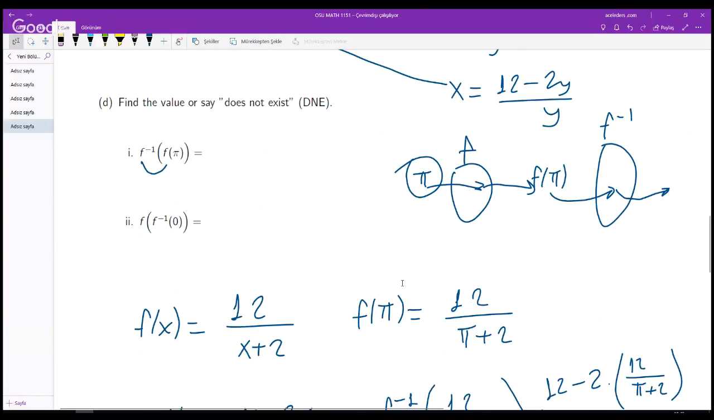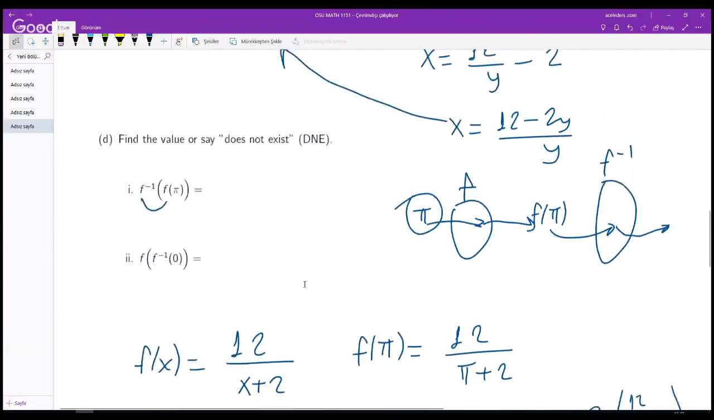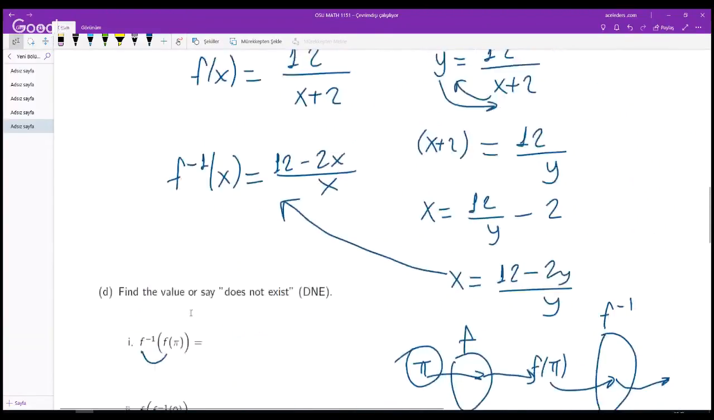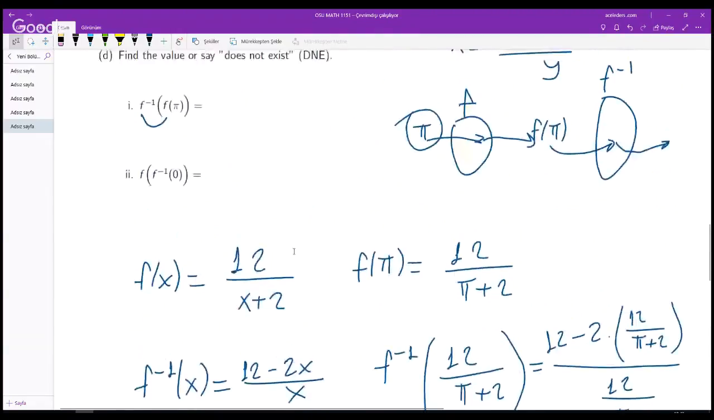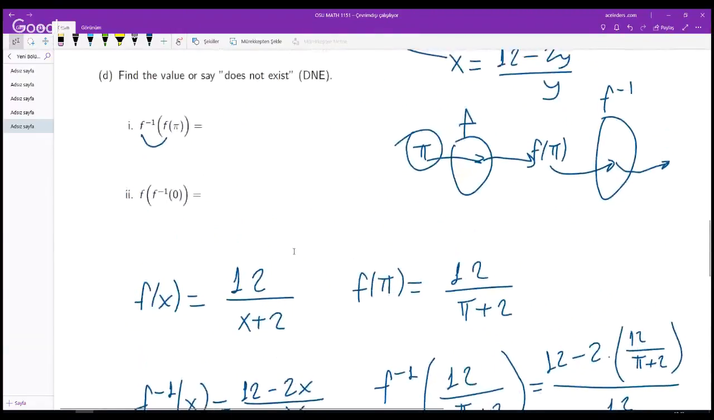Okay, the thing is, yes, they cancel out, but here we have f inverse 0. When we check the f inverse function, we have 12 minus 2x over x. So f inverse is not defined when x is 0. Therefore, this functional value does not exist.